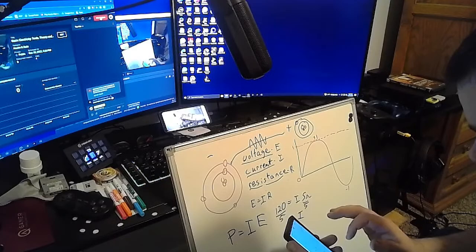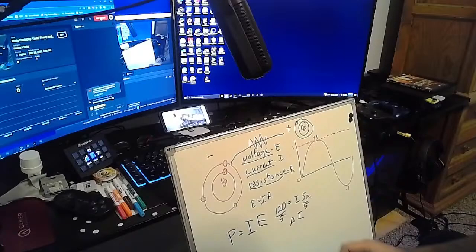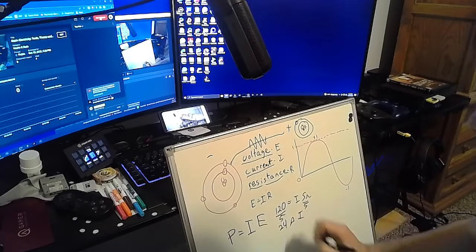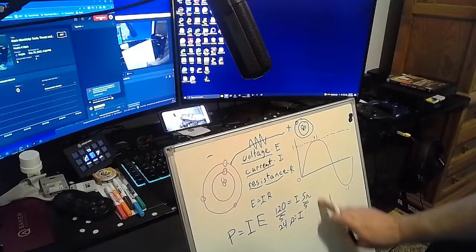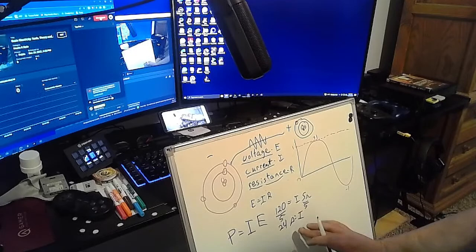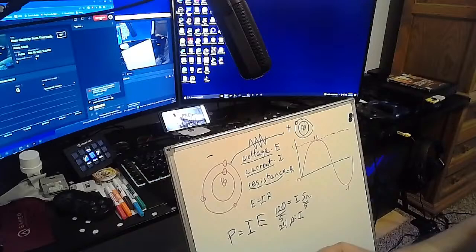Okay. So 120 divided by 5, now that I used my calculator, is 24 amps. So this is known as Ohm's law. This is one of the most basic equations you can use in electricity to find things. Now, we're going to move past that.